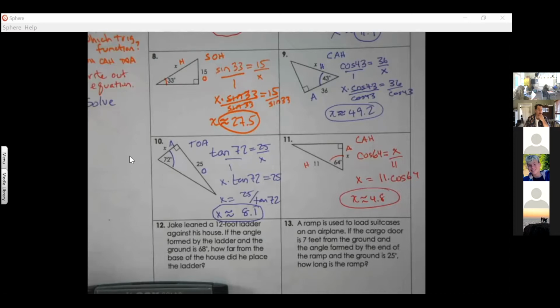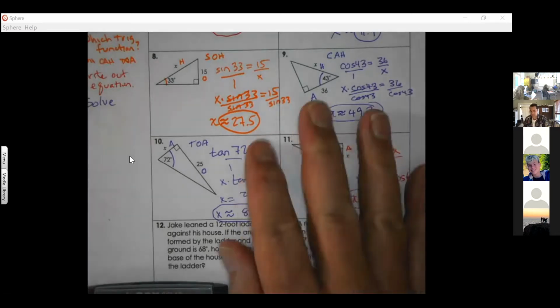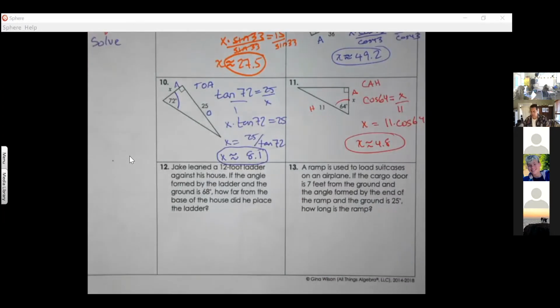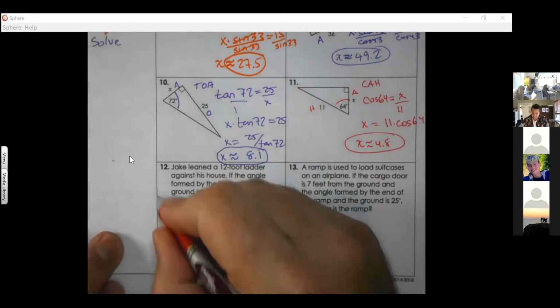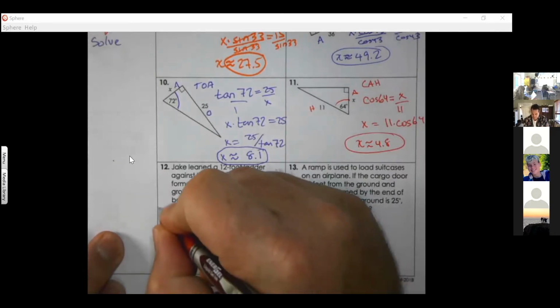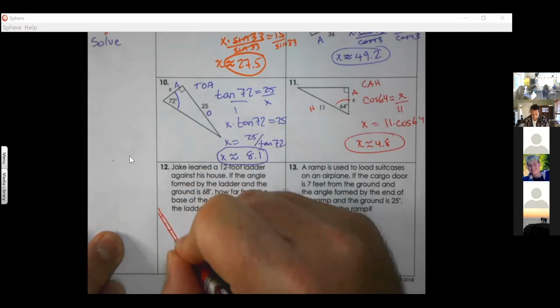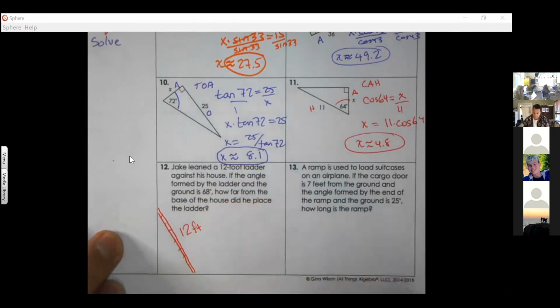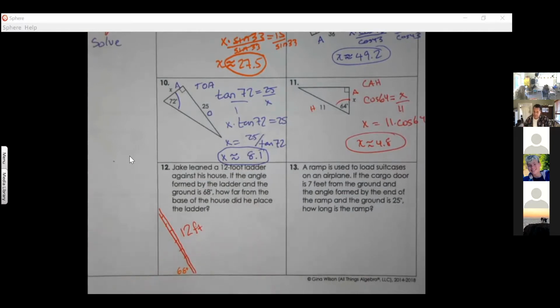Okay, so now we're going to look at some of the word problems. I'm sure these were your favorites from algebra as well. These are pretty easy though. Jake leaned a 12-foot ladder against his house. Oh, that's SOH CAH TOA. So let's say that this is the house and this is the 12-foot ladder. The angle formed by the ladder and the ground is 68. Well, this looks like the ground here, so this is 68 degrees. How far from the base of the house did he place the ladder? Here's the edge of my house. Here's the base of the ladder. And so they want to find out what this is.